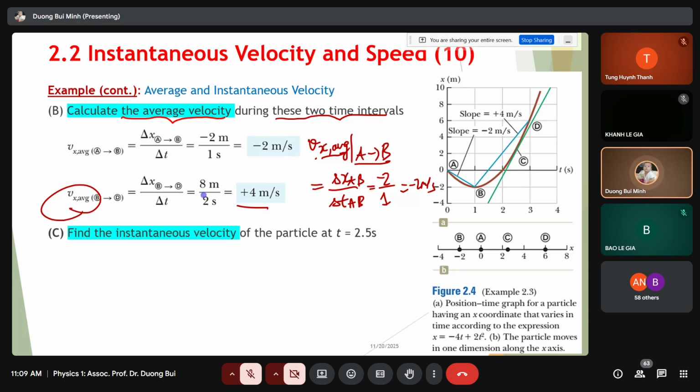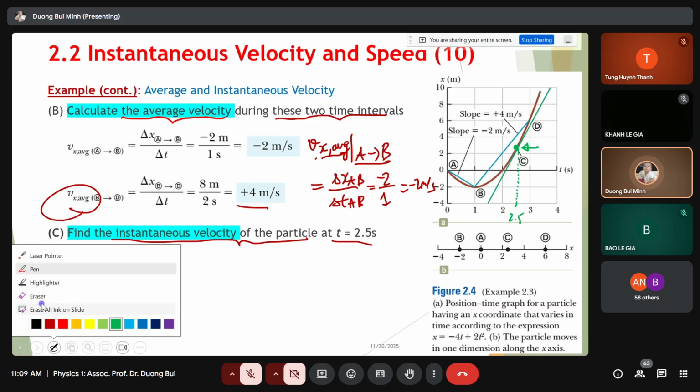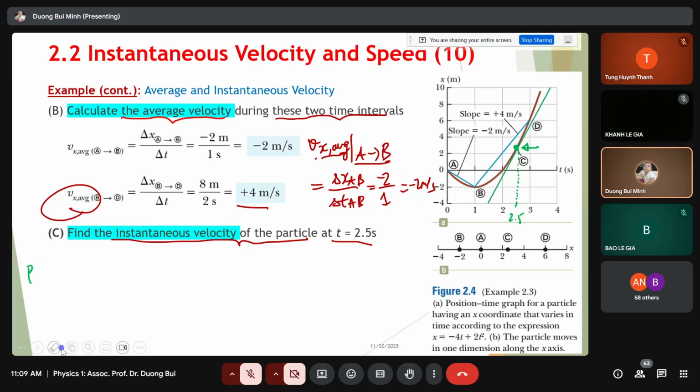Instantaneous velocity. The instantaneous velocity of the particle at t is 2.5 seconds. Here is 2 seconds, so here is 2.5 seconds. At 2.5 seconds, you get point C. Point C at the instant time t is 2.5 seconds.